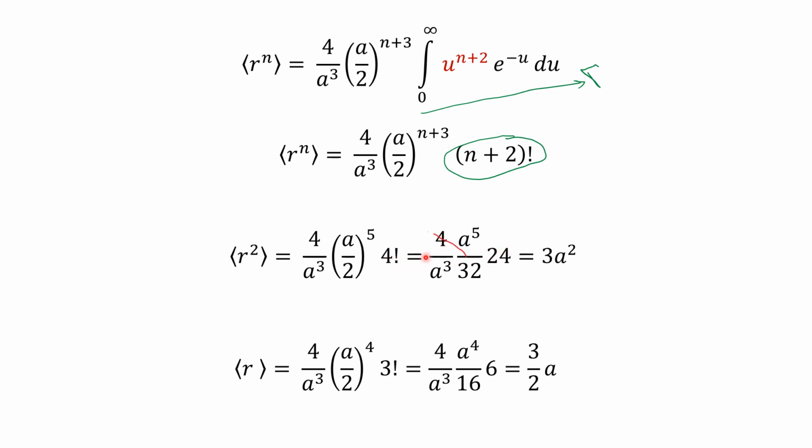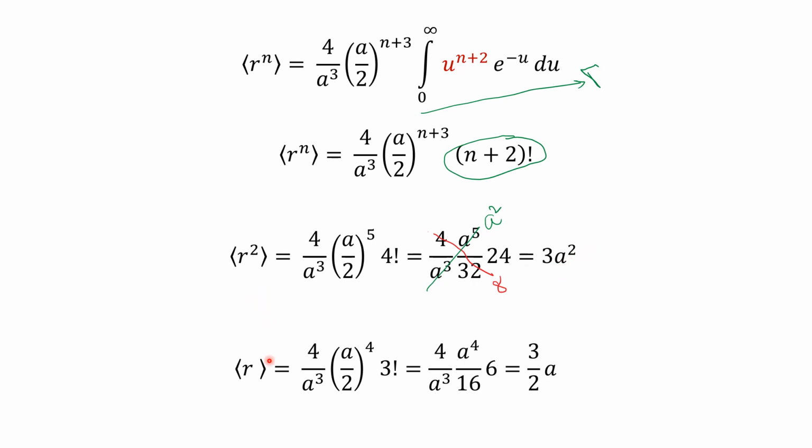Now you can cancel this 4 and 4, you will get 8, and this a cube and a to the 5, you will get a square. So then again, this 8 into 8, 24 divided by 8, you will get 3. Here you have a square. So the final answer is a square. The expectation value of r squared is equal to 3a squared, where a is the Bohr radius. So 3 times a squared.